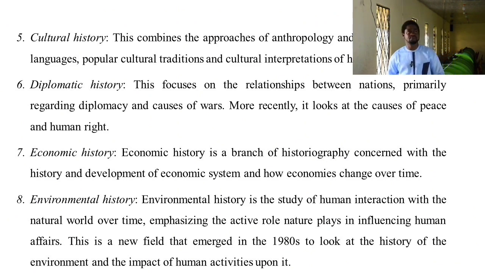Number seven is economic history. Economic history is a branch of historiography concerned with the history and development of economic systems and how economics changes over time. Number eight is environmental history. Environmental history is the study of human interaction with the natural world over time, emphasizing the active role nature plays in influencing human affairs. This is a new field that emerged in the 80s to look at the history of the environment and the impact of human activities upon it.